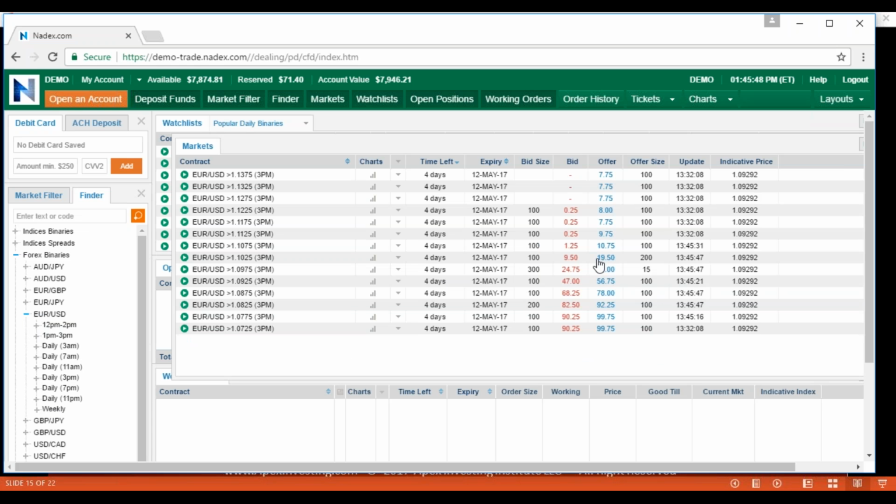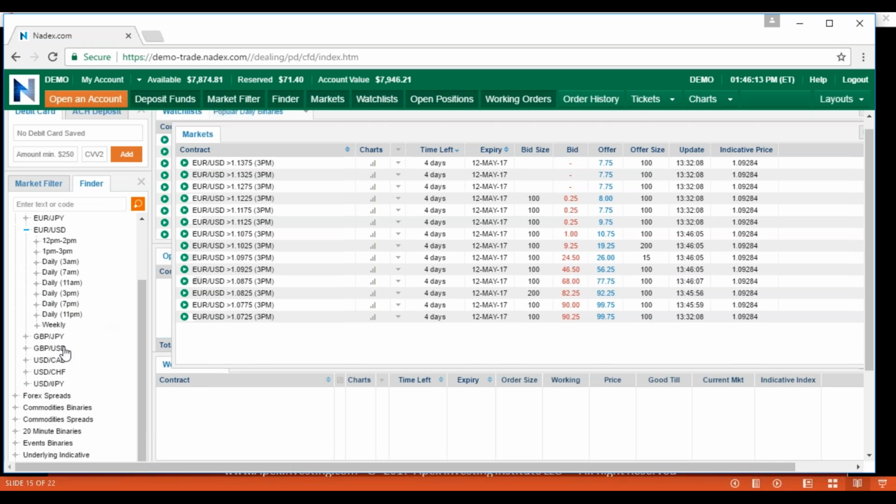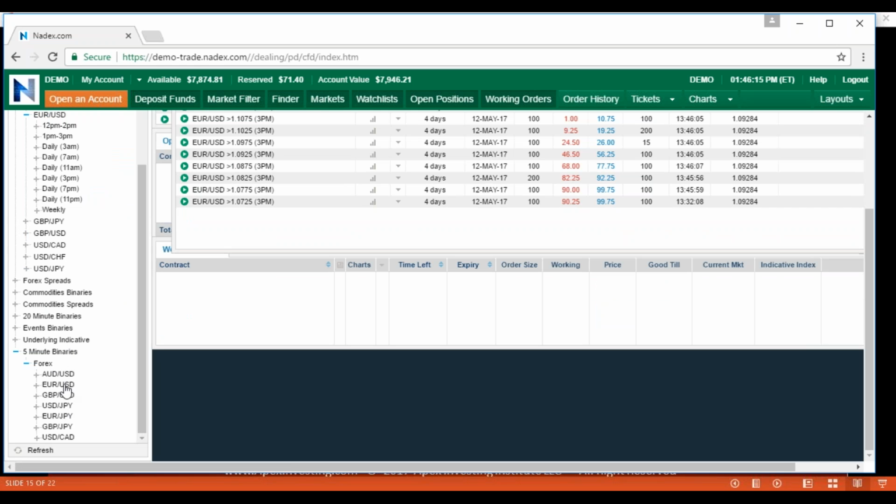If I was to buy this for 19, remember, these are 50 pips wide. If I was to buy this for 19, the market moved 50 pips, I could sell it for 24. Make like $5, right? Everybody see that? 50 ticks, I'd make $5 on that particular one, right? All right, let's jump to 5-minute binaries.